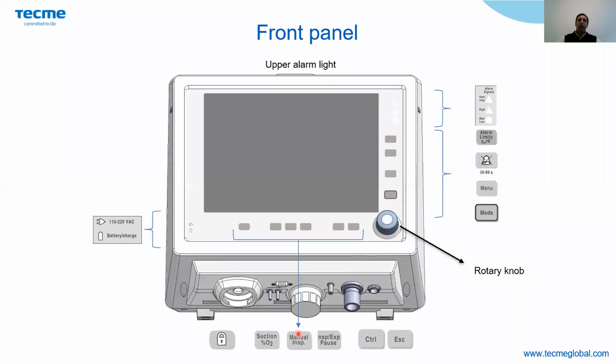Then we have the manual inspiration. Every time we press this key, we are going to generate a manual trigger, so we are going to force an inspiration every time that we press it. Then we have the inspiratory pause, in order to calculate the plateau pressure, or an expiratory pause in order to calculate the auto-PEEP.